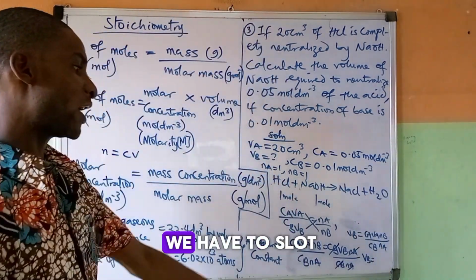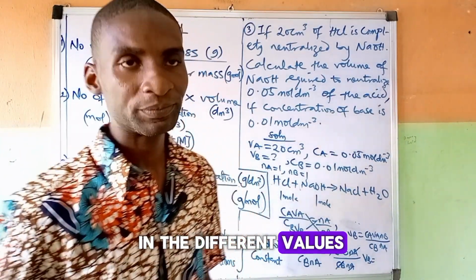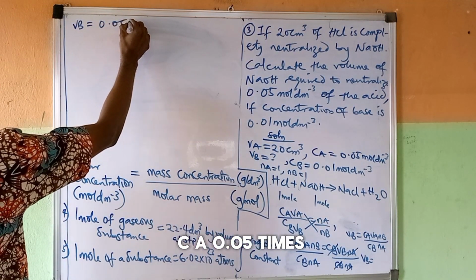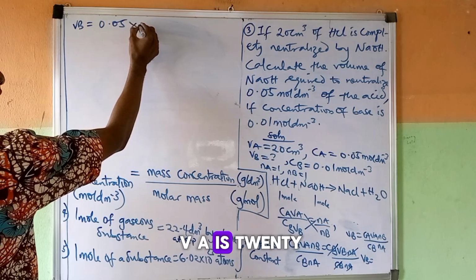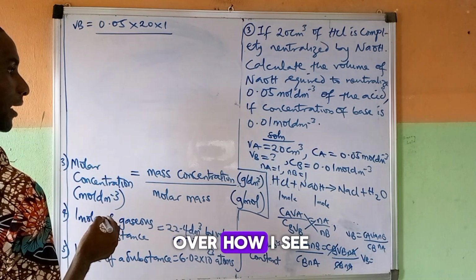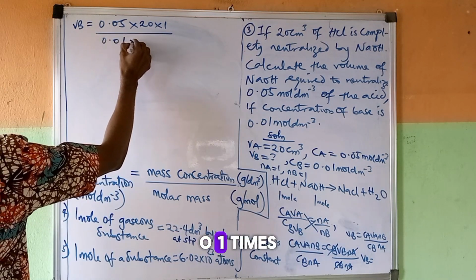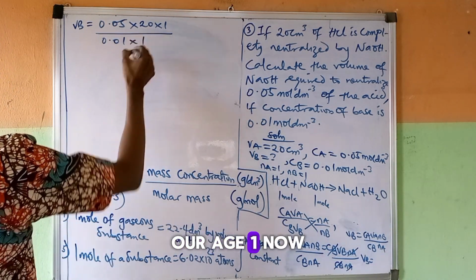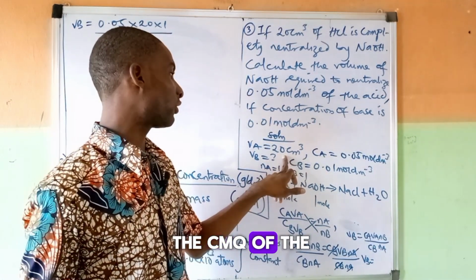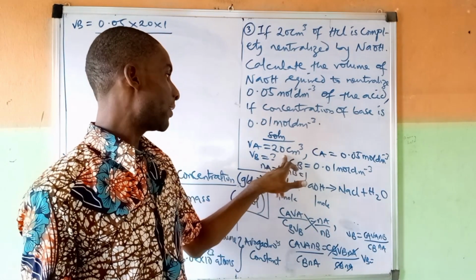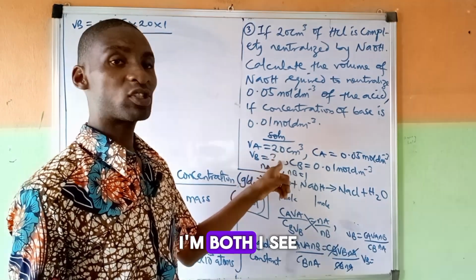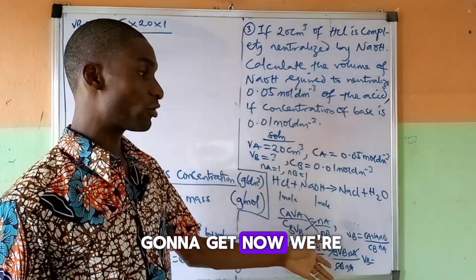So now we have to slot in the different values given. Our CA is 0.05 times VA is 20 times NB is 1, over our CB is 0.01 times our NA is 1. Now if you take note, I did not convert the cm³ of the volume to dm³. Why? Because we are dealing with two volumes here and both are in cm³. So the answer we are going to get will be in cm³.